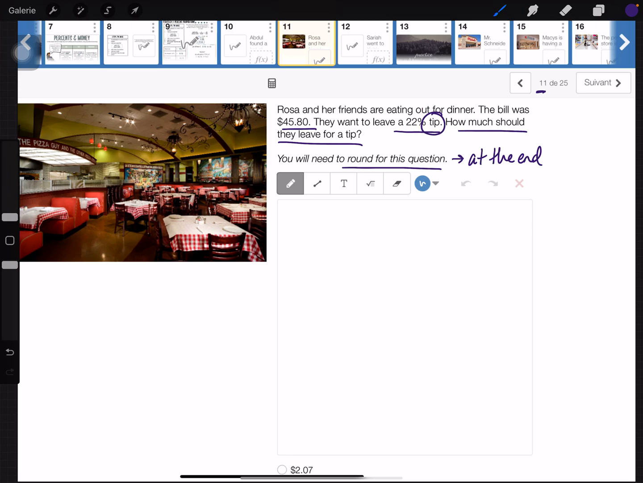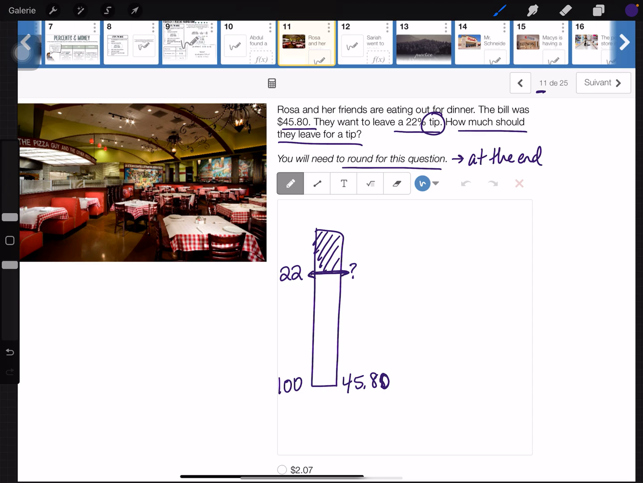All right, so we can set this up the exact same way that we did for tax. On the left-hand side, I'm going to use my percent. They want to leave 22%, so I'm going to break that into a fraction again, 22 out of 100. And on the right, we have a question mark. I don't know what 22% is. That's what we're trying to find. But I do know that 100%, the total bill, is $45.80.